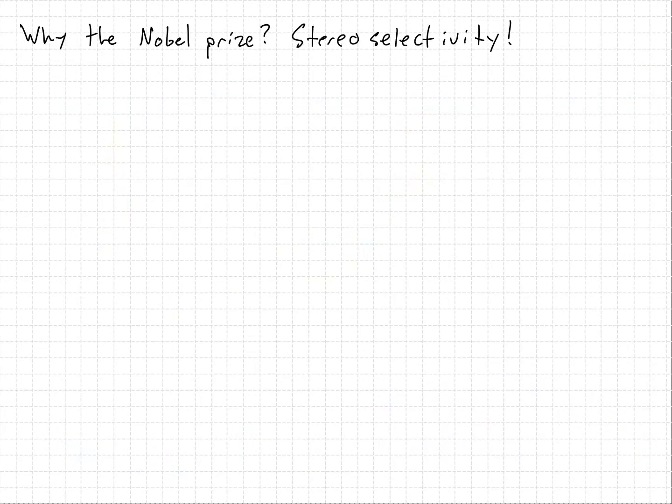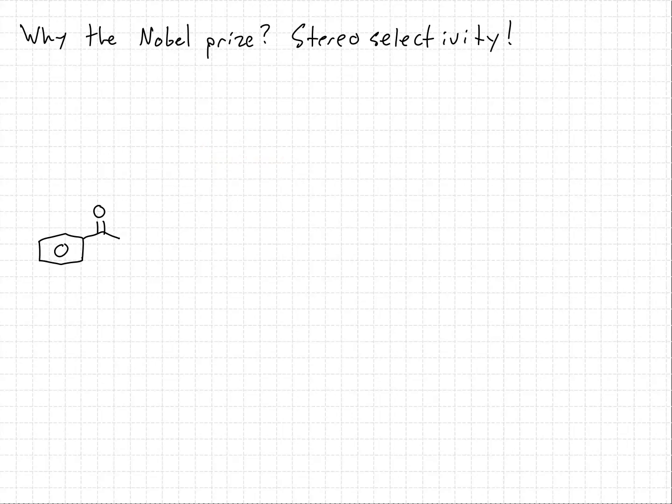So why did this earn George Wittig the Nobel Prize? Well, in one word, it's the stereoselectivity of this reaction. So if I start with a compound like this, a ketone with two different groups on the left and the right, then when I make an alkene, I'm going to be able to get two different stereoisomers.